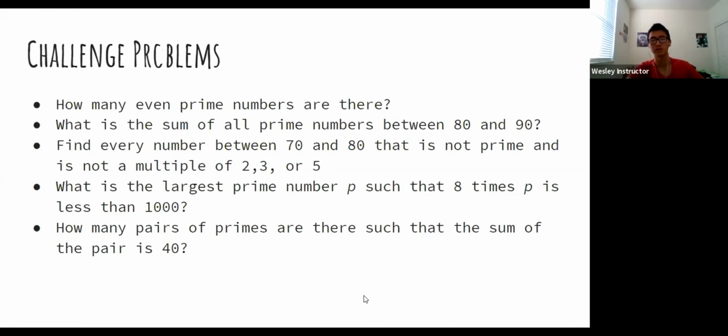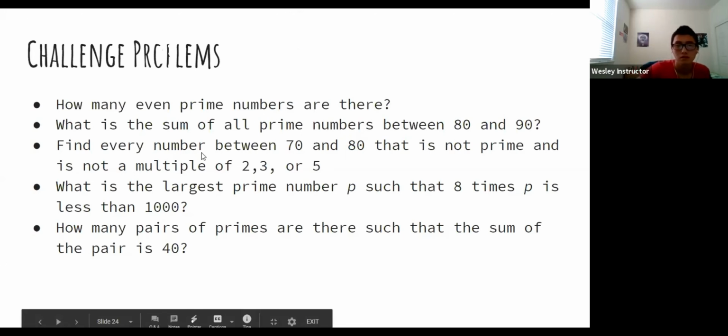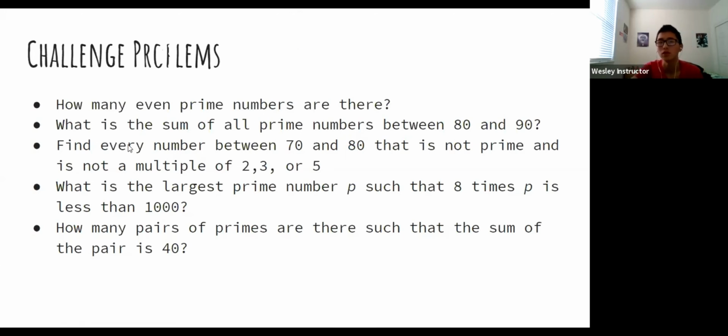Okay, I will go over the answers right now. So let's start with the second one. What is the sum of all prime numbers between 80 and 90? So we gotta find the prime numbers. When I say between 80 and 90, we do not include 80 and 90, although these are not prime, so it doesn't matter.